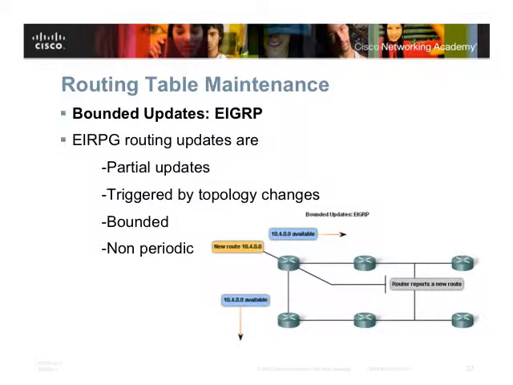EIGRP instead uses the concept of bounded updates. So partial updates, triggered updates, and bounded updates. Bounded means that I only need to inform the ones that are affected by the change. So I only generate the update based on an event. I communicate only partial information about the new change, and I communicate it to people who are affected by it. These are the three main changes.